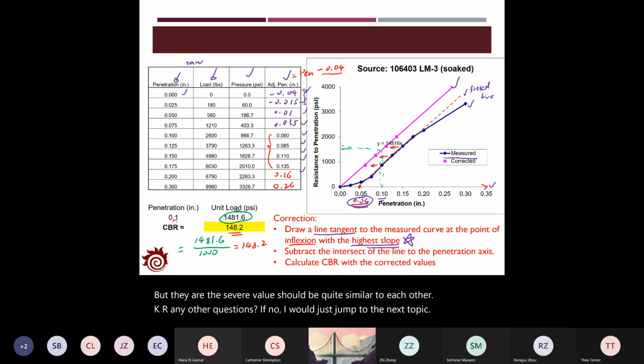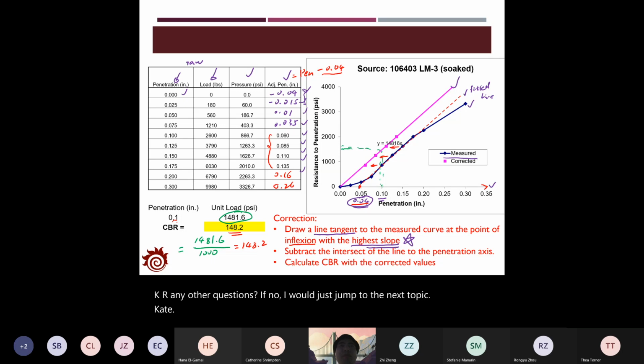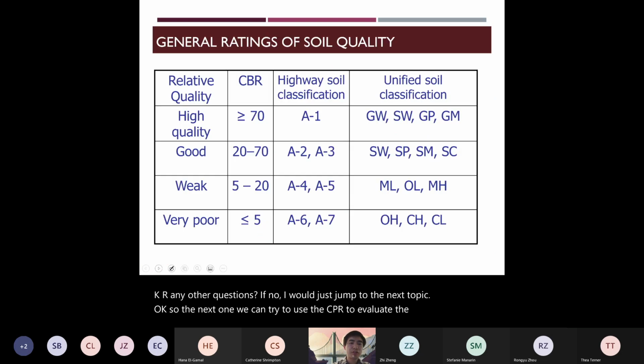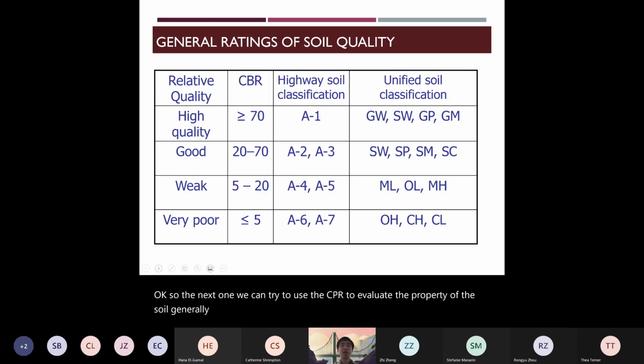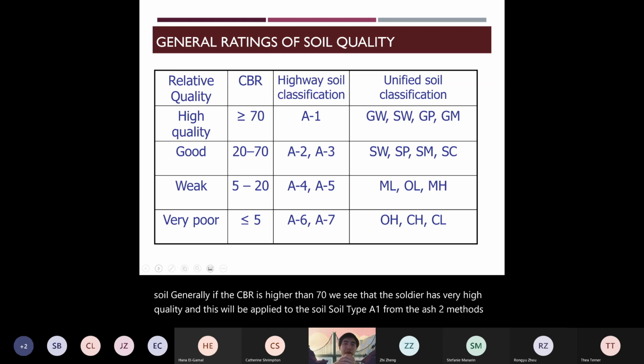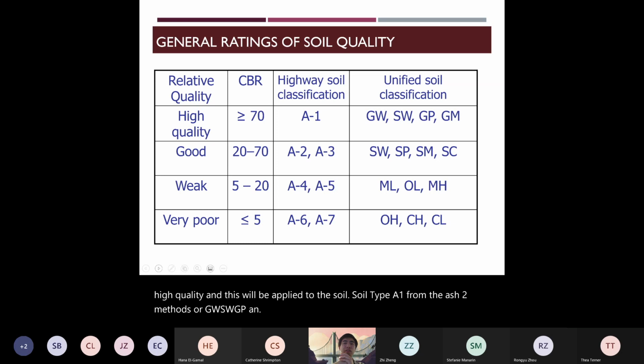So the next one, we're going to try to use the CBR to evaluate the property of the soil. Generally, if the CBR is higher than 70, we say that the soil has a very high quality, and this will be applied to the soil type A1 from the H2 method, or GW, SW, GP, and GM for the USCS classification. And if it's between 20 to 70, we say that it's good.